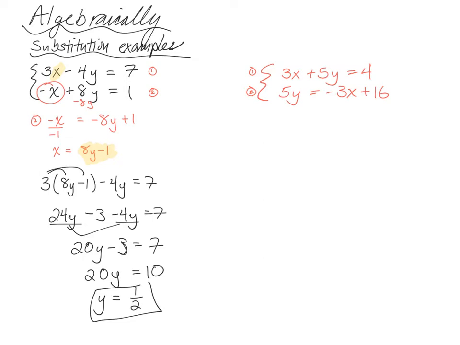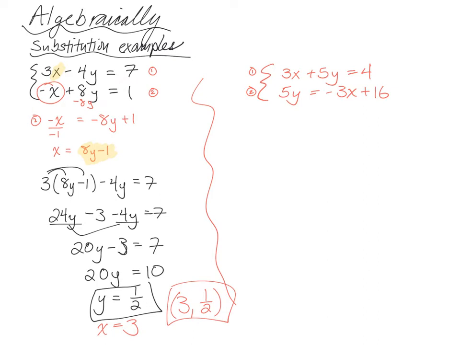Well, we can just take this 1/2 and substitute it into this equation. So 8 times 1/2 is 4. 4 minus 1 is 3. x is 3. All right. So we know that x is 3 and y is 1/2. So we write that as an ordered pair, (3, 1/2). That's it. There is substitution example number 1.